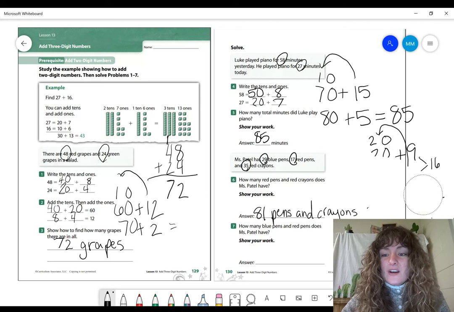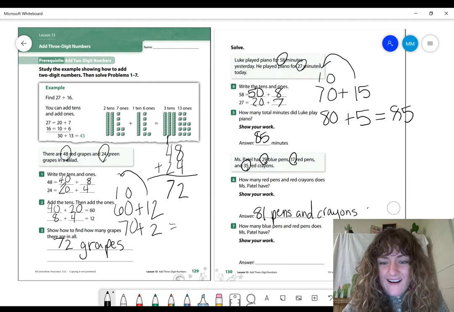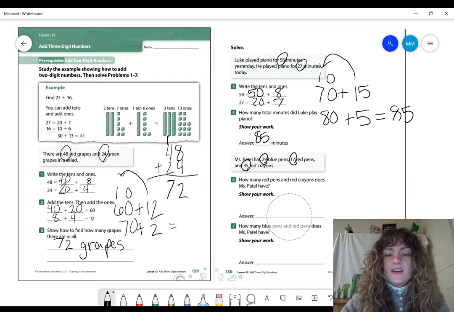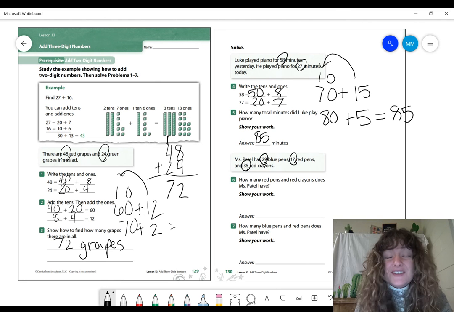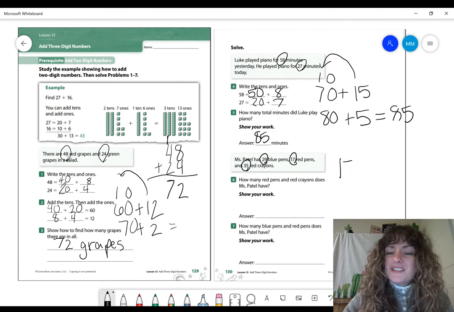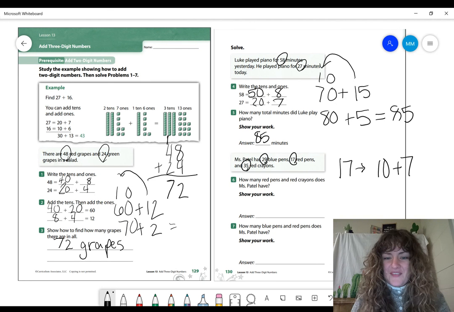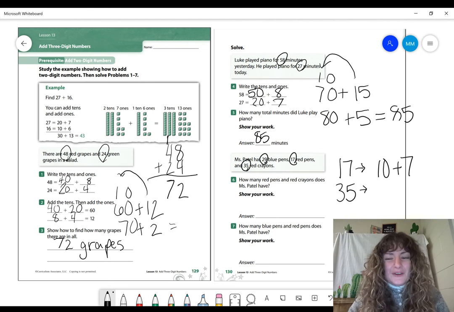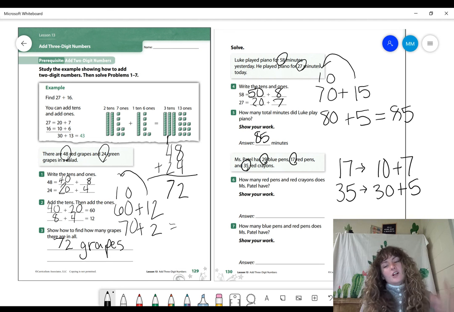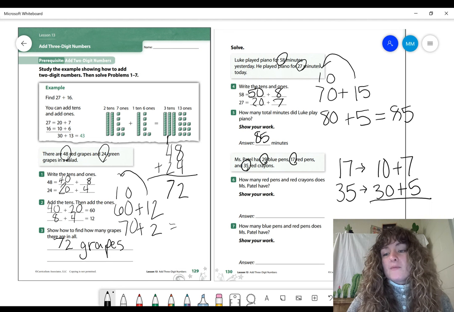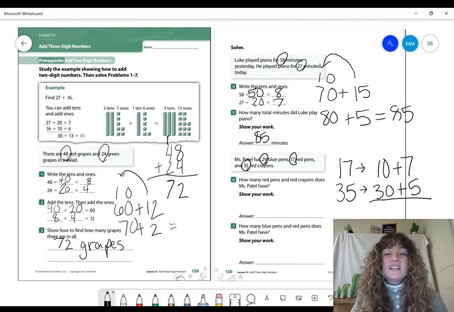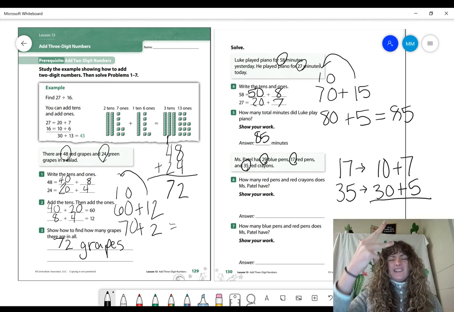I had to find red crayons and red pens. Oh my goodness. All right, so let's look at this again. I had red pens and red crayons. So 17, we already know that has a value of 10 plus 7. 35 has a value of 30 plus 5. All right. This is a little more manageable. Okay. So now I'm going to start with my ones place. 7 plus 5. 7, 8, 9, 10, 11, 12.